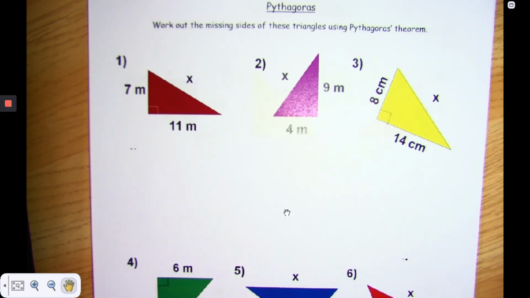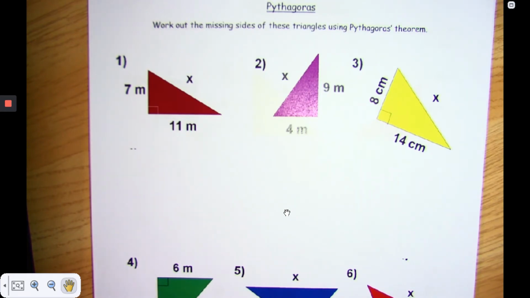If you haven't got a calculator handy, you can use Google or something like that, or you should know what your square numbers are anyway, but you will need some sort of calculator to do with the square roots. Okay, off you go. So let's go and look at the answers.